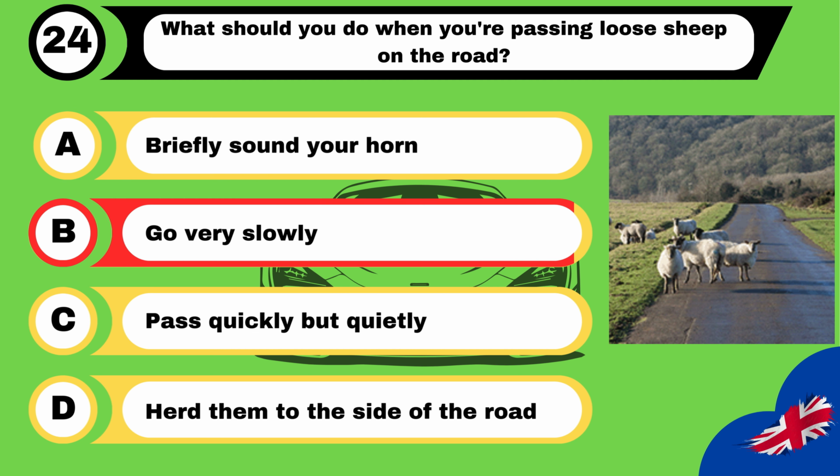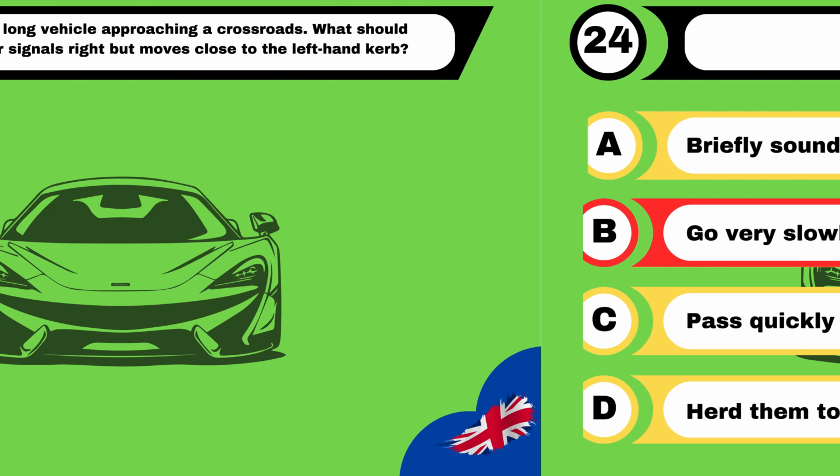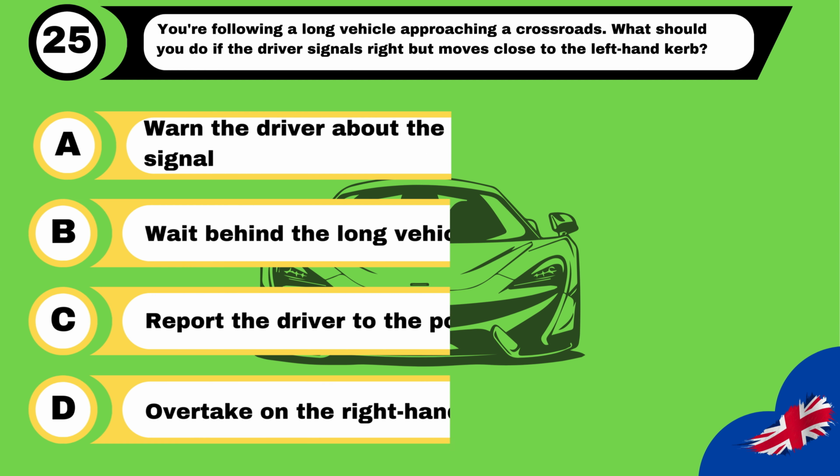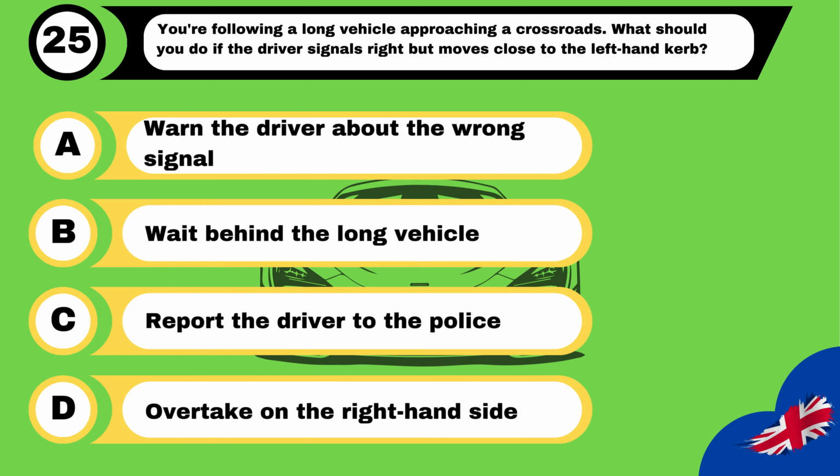The answer is B. Go very slowly. Question 25. You're following a long vehicle approaching a crossroads. What should you do if the driver signals right but moves close to the left-hand curb? A. Warn the driver about the wrong signal. B. Wait behind the long vehicle. C. Report the driver to the police. D. Overtake on the right-hand side.